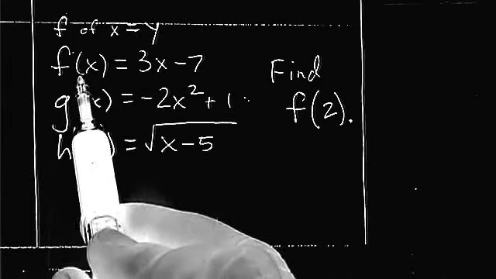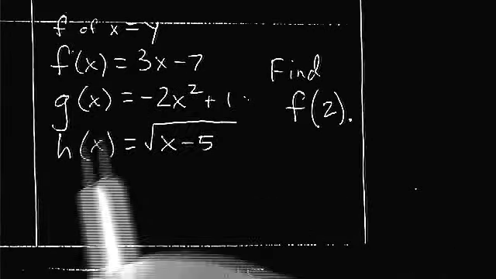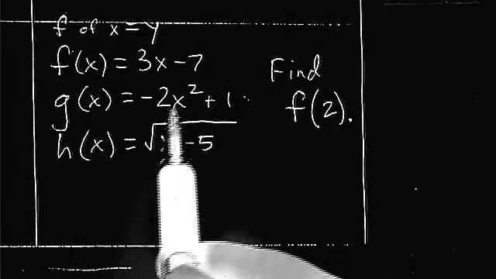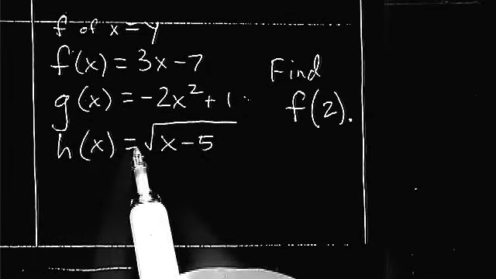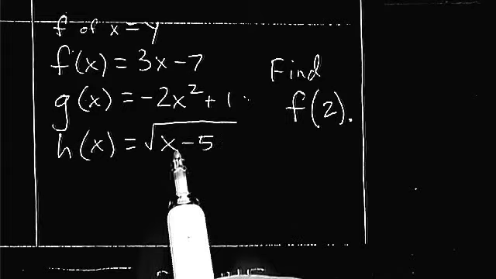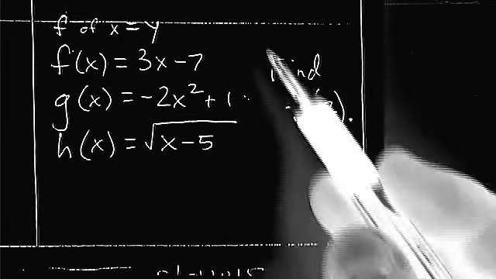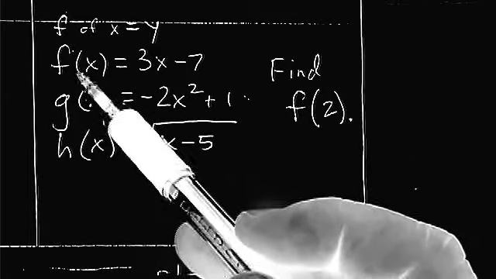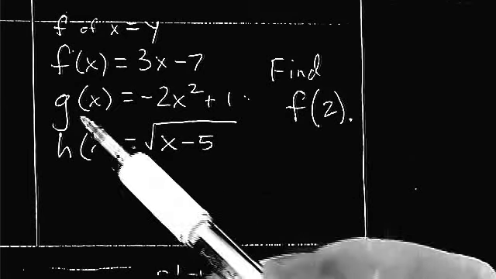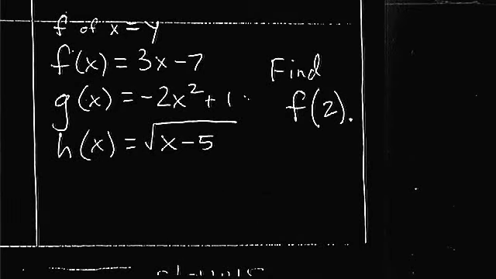This still says y equals 3x minus 7. y equals negative 2x squared plus 1. y equals the square root of the quantity x minus 5. All those things are still said right here. But by using this function notation, we have named the three equations so that it is easy to tell them apart.